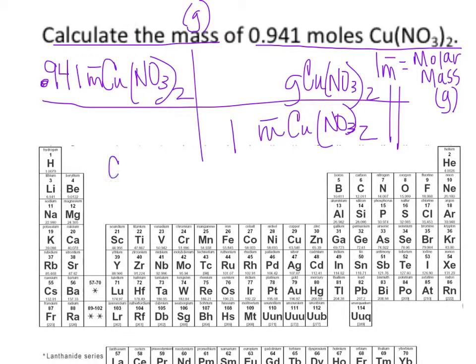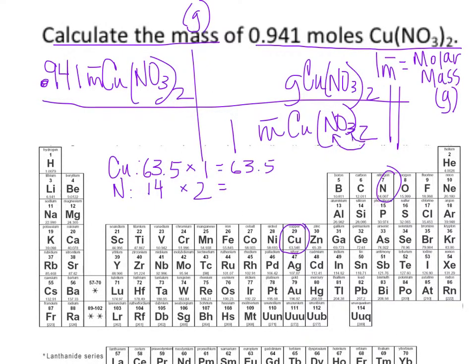So copper is 63.5 on the periodic table when you look at the atomic mass, and there's 1, so obviously that's going to equal 63.5. Then you have nitrogen, and its atomic mass on the periodic table is 14, and you have 2 of those. This is distributed through, remember.